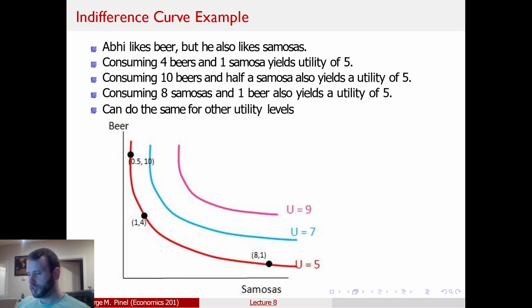Like if it's beer on the y-axis and pollution on the x-axis, well, you'd expect the less pollution, the better. So you'd want to go northwest. You'd want to consume more beer and less pollution.